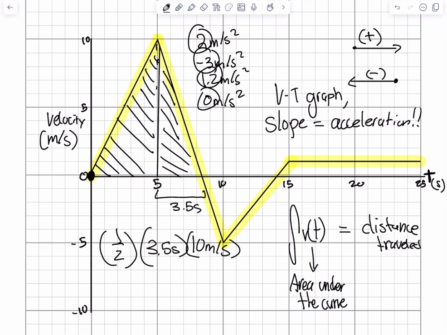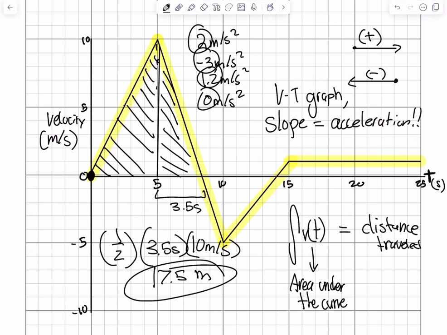Let me get out my handy dandy calculator. And that's 17.5 meters. So in this section, from 5 seconds to 8.5 seconds, our object moved a total of 17.5 meters. Pretty cool. And we can do that for any area under the curve.